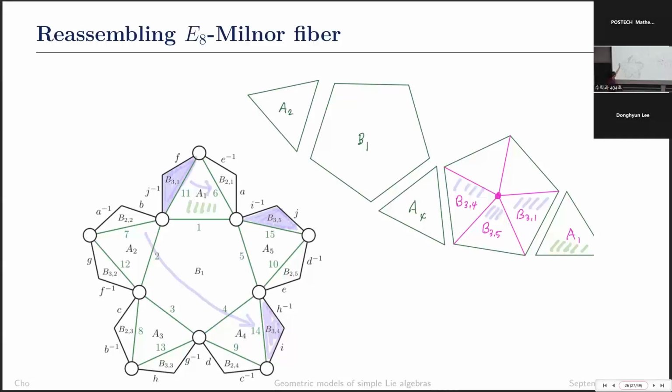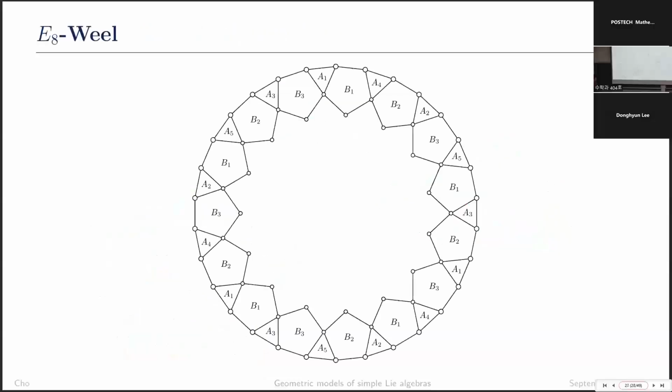And then we're going to cut these into pieces, and we're going to glue in the following way. Starting with A2, go to B1, A4, and this B34, B35, B31 triangle, the pentagon. And then A1, and another pentagon, and A, and so A, B, A, B, A, B, and like this. At the end, you get this nice necklace kind of thing.